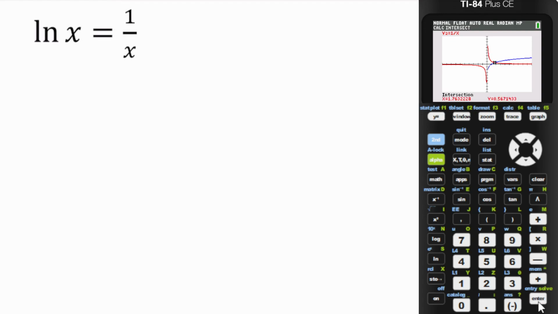All right, now it says, I found it for you. X equals 1.763 and y equals 0.567. And the 0.567 is not without meaning, but the solution to this equation, that's the x value. So that's going to be x equals 1.763.